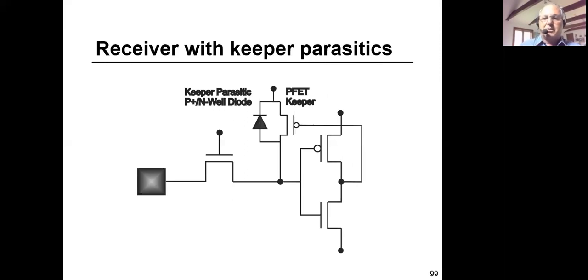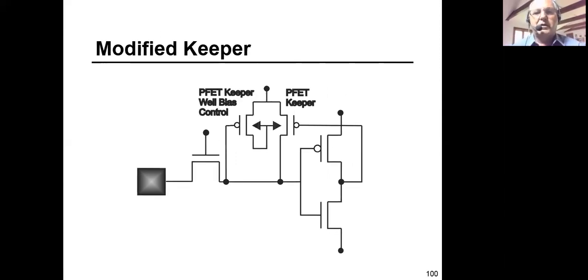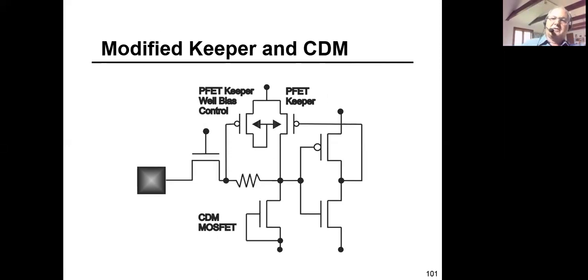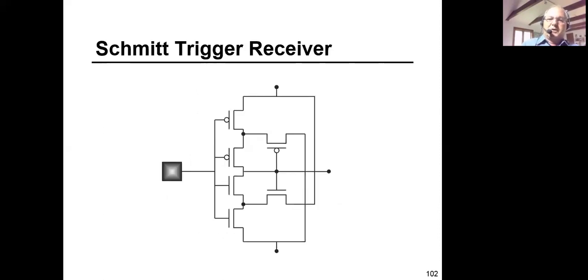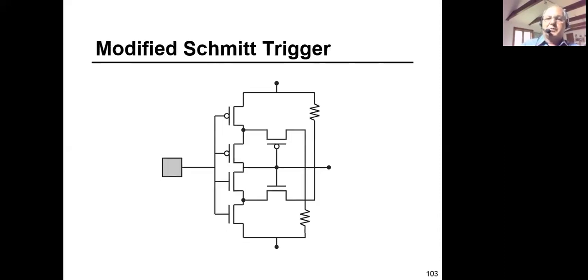Here's an example of a circuit where you modify the circuit to provide protection for this circuitry. And here's an example of the modified keeper network to increase the ESD protection level. And here's the full circuit with the charge device MOSFET included in the circuit. Schmitt triggers also have feedback loops which cause failures. A very simple solution is the addition of resistors in the feedback loop.